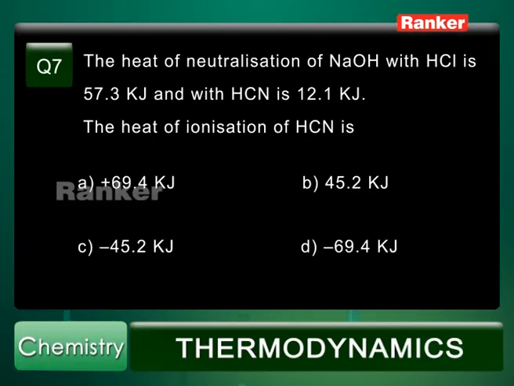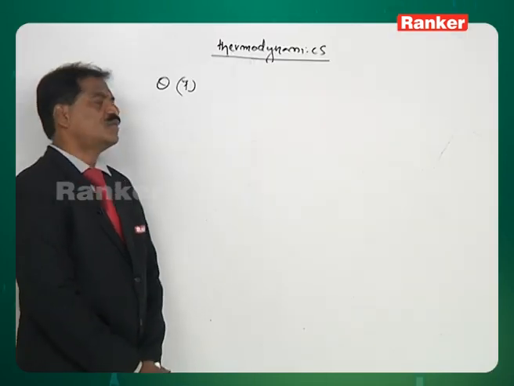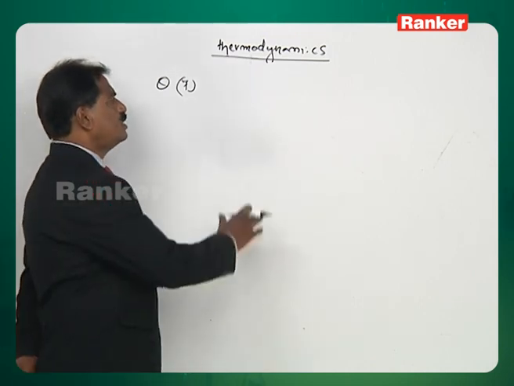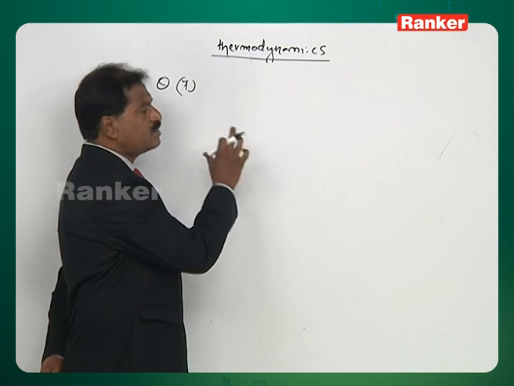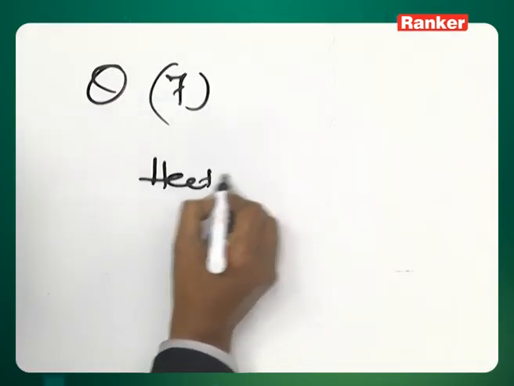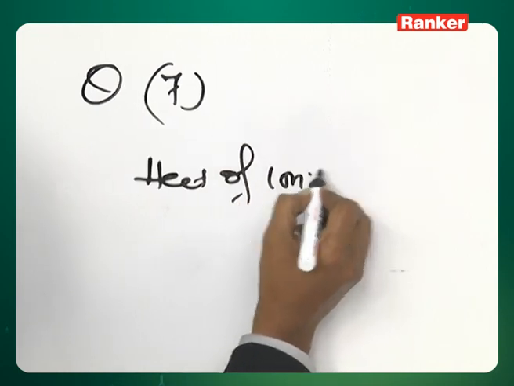Question number 7. The heat of neutralization of sodium hydroxide with HCl is 57.3 kilojoules and with HCN it is 12.1 kilojoules. The heat of ionization of HCN is? So, it is also like the previous problem. Whenever they ask the heat of ionization of a weak acid or weak base, apply the standard formula like this: heat of ionization.